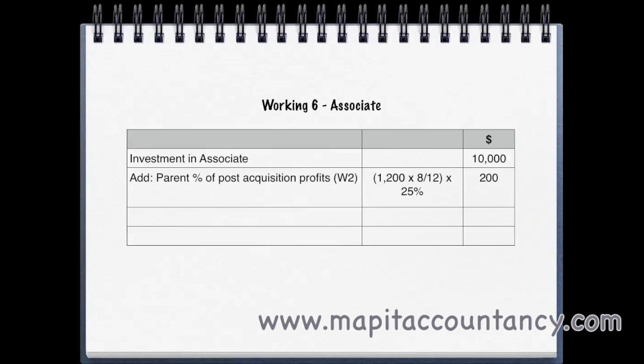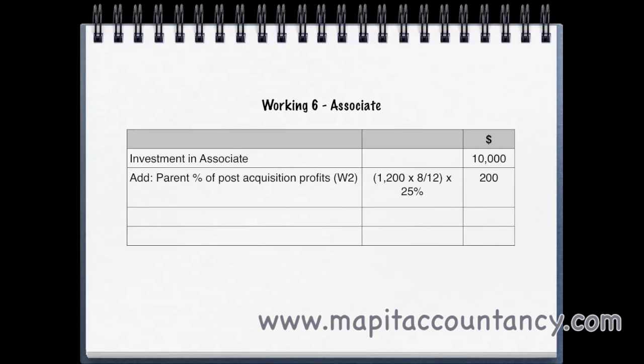The post-acquisition profit, well, we've had the associate for 8 months. We've owned 25% of it. In those 12 months of the year, they made 1,200. So we can see in the question, statement of financial position for Augusta, that for the year ended 31st of September 2011, they made profit of 1,200. We need 8 months of that, so 1,200 times 8 over 12, and the parent is only due 25% of that. So 1,200 times 8 over 12 times 25% gives us 200.